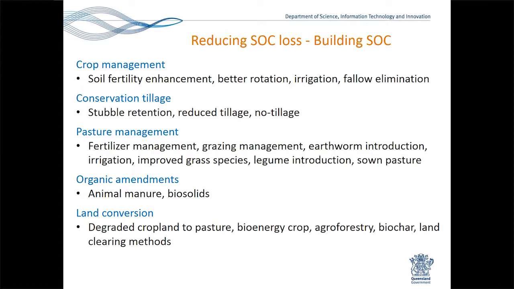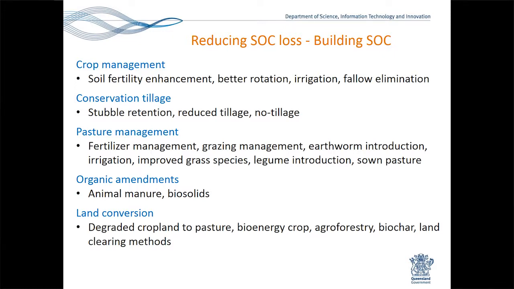But some of the ideas that they were looking at were things like crop management. Could you enhance the fertility of your soil, get better rotations, bring in some irrigation in these systems, or maybe remove some of these fallows? There was a big question of till versus no-till in these soils, stubble retention. Some of the pasture managers, better ways to look at fertiliser management, grazing management.